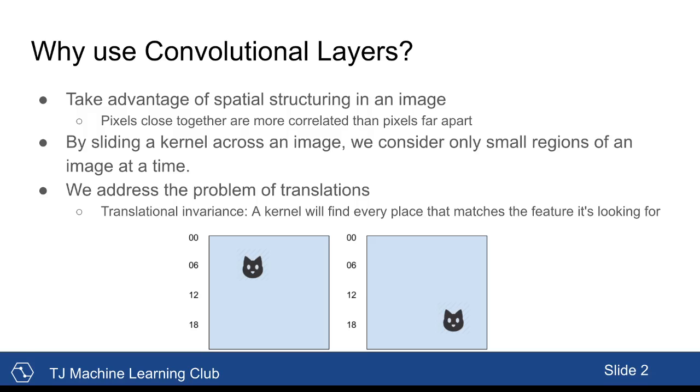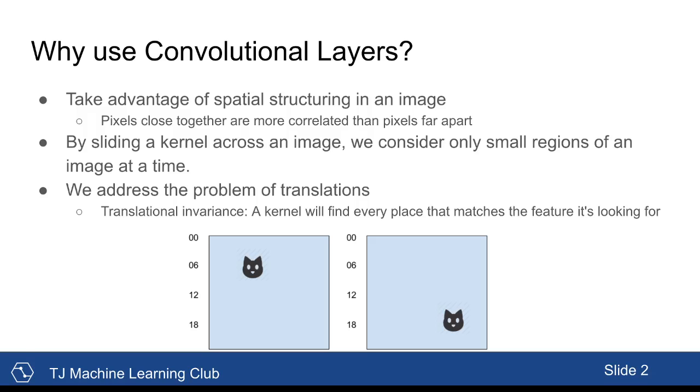So by sliding a kernel across an image, we're considering only small regions of an image at a time, and this helps us look through each part of the image and try to understand some sort of patterns. By using convolutions, we even address the problem of translations, because in a standard fully connected layer, the network might learn how to detect a specific feature when it appears in the center of an image. But if that feature is in a different position another time, it won't be detected.